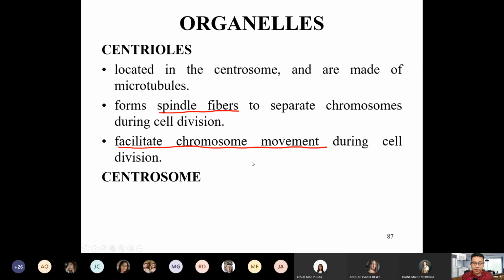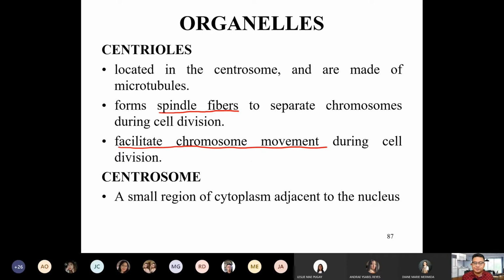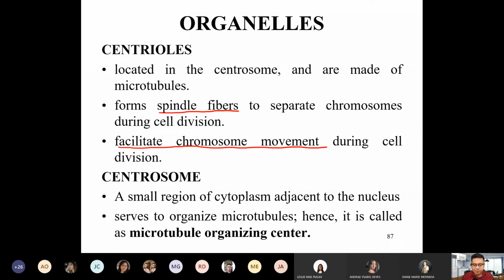Okay, so ang ating centrioles, they are found in the centrosome. It is a very small region in the cytoplasm, adjacent to the nucleus. Katabi lang siya ng nucleus. And the main role of the centrosome is to organize your microtubules. Hence, it is called a microtubule organizing center.